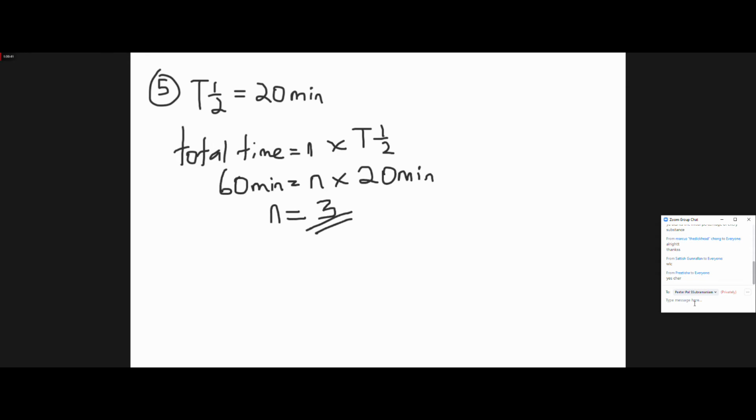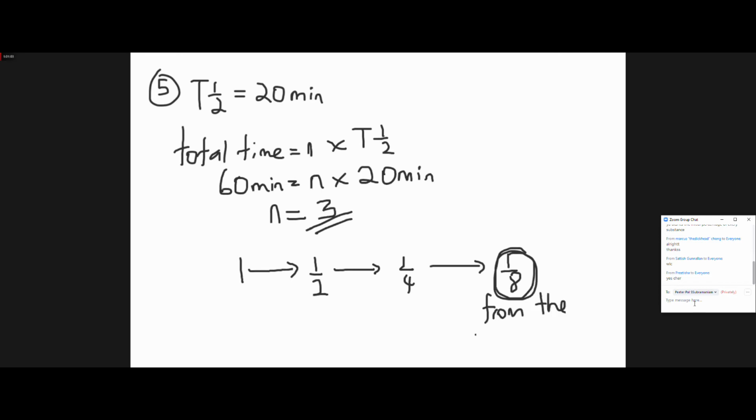So for the fraction left, 1 will become half. Half will become 1 over 4. And 1 over 4 will be 1 over 8. So the fraction left is 1 over 8 of the initial amount. Any question, guys?